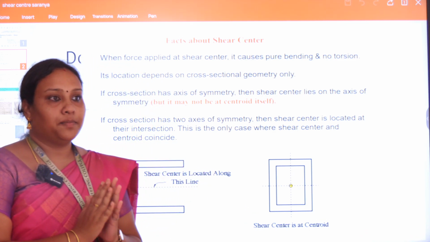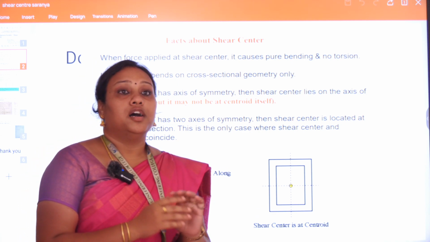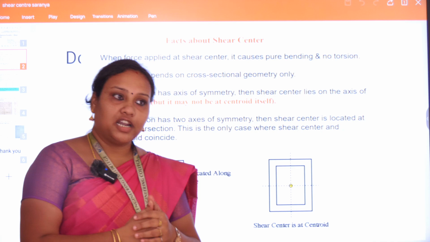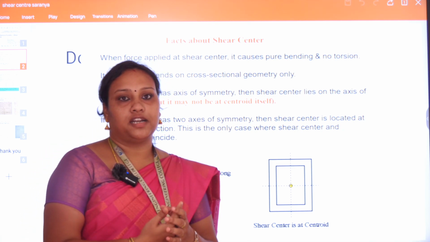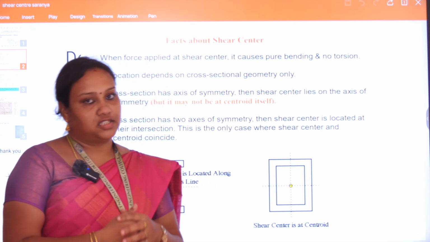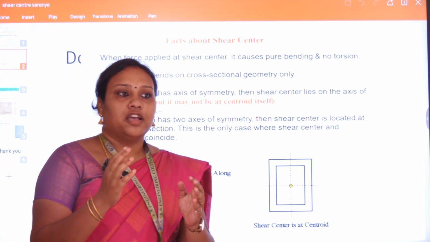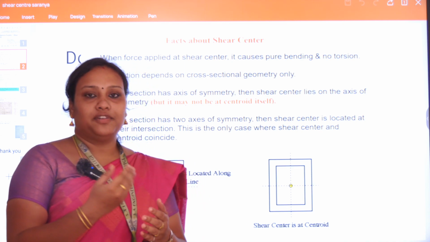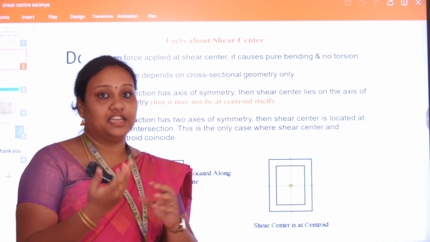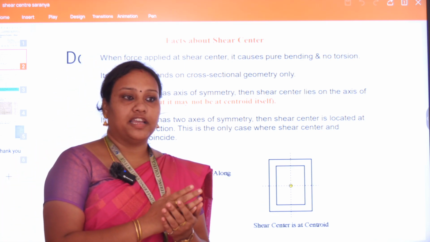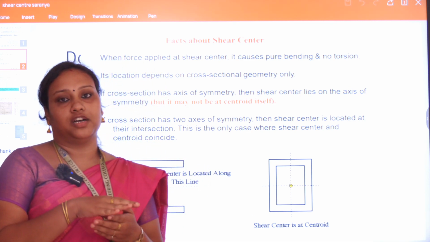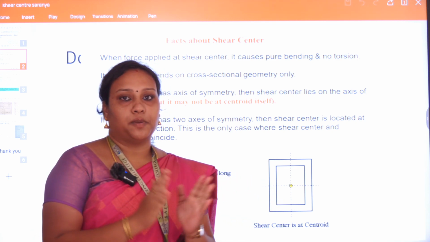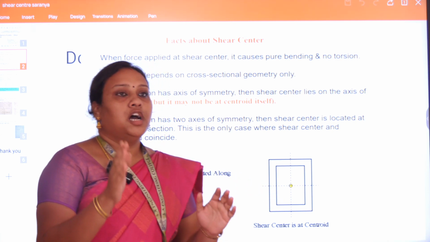So this shear center plays a very important role in thin walled panel sections. These thin walled panel sections are widely used in roofs, purlins and many industrial structures. When these thin walled structures are subjected to both bending and torsion, the element will fail easily. Whereas when we apply the load in these thin walled structures exactly at the shear center, it will be subjected to bending alone so that the lifespan of the structure is increased.